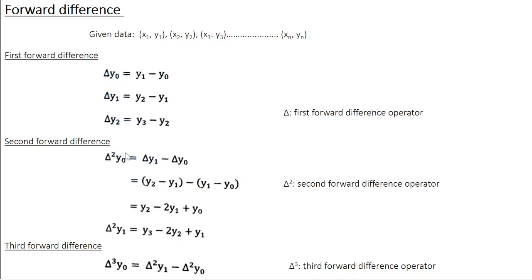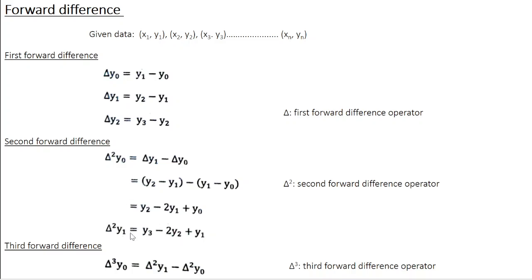Now the second forward difference: the corresponding operator is delta squared, and the second forward difference is nothing but the difference between two successive first forward difference terms. Here the first two terms are delta y0 and delta y1. You take the difference of these two, delta y1 minus delta y0. This is the second forward difference term, delta squared y0. Now you can expand the first forward difference terms. Delta y1 is y2 minus y1. Delta y0 is y1 minus y0. So you get delta squared y0 equal to y2 minus 2y1 plus y0.